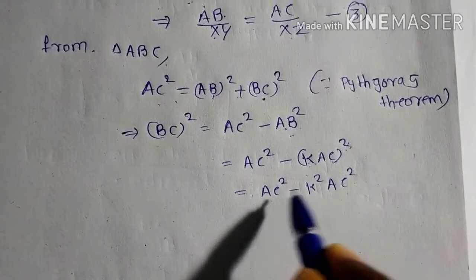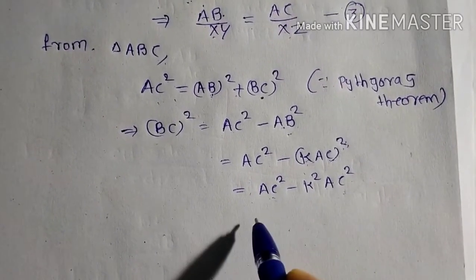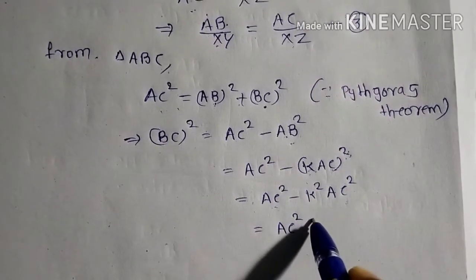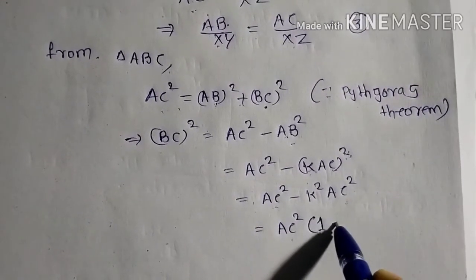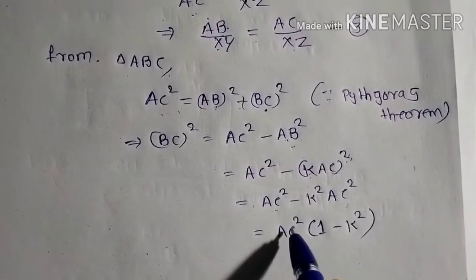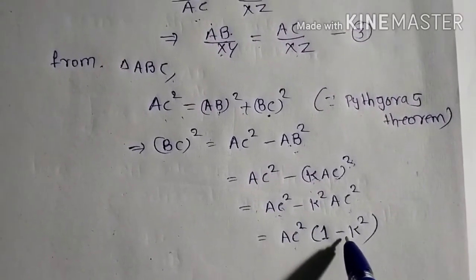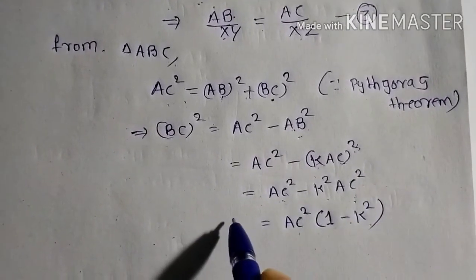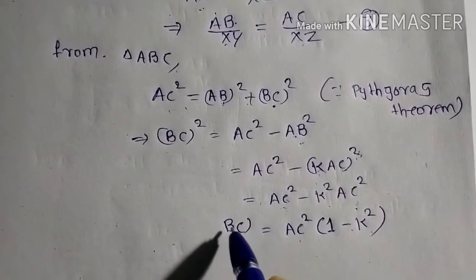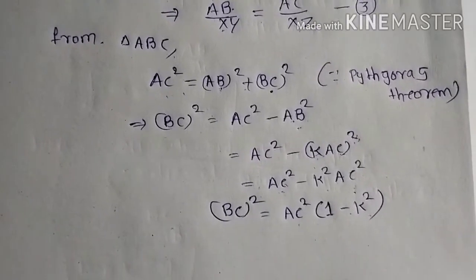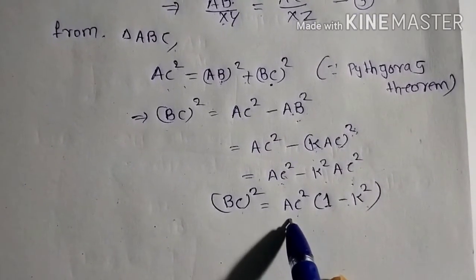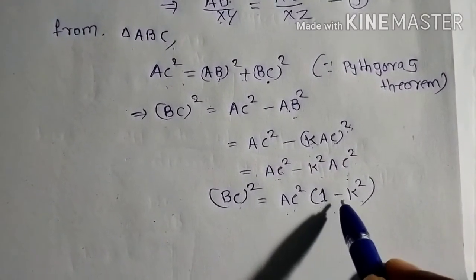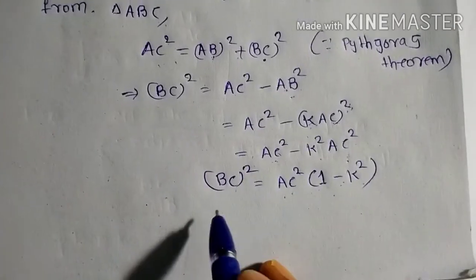See here in both having AC common or not? AC square. So that can I take here common AC square? If I am taking common, you can write here 1 minus K square. That means AC square into 1, AC square only, minus AC square into K square, AC square only. Yes or no? This is BC square only. See here BC square is equal to AC square into 1 minus K square.